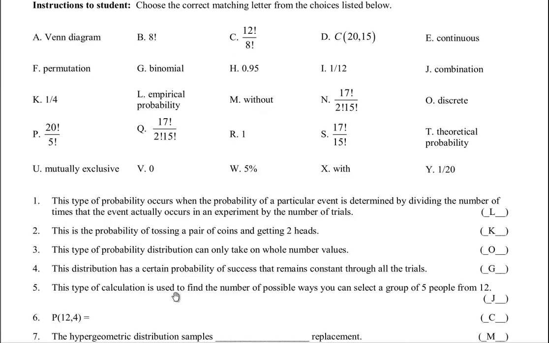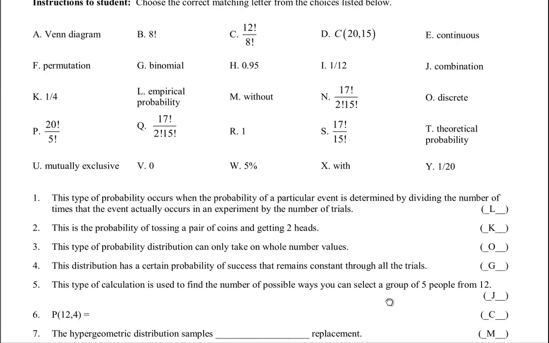Number 5, this type of calculation is used to find the number of possible ways you can select a group. Now notice it says group, so order is not important, of 5 people from 12. So if it's just groups, it's a combination. And so for J here, we would use the combination answer.